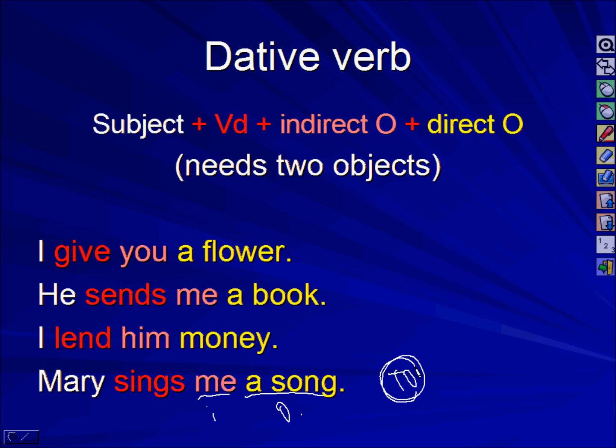So now you know what dative verbs are. Dative verbs are verbs that require two objects instead of one. An indirect object and a direct object. An indirect object is this. A direct object is the thing that we touch first. For example, in this sentence, we touch the flower first, and through me, the person you, get the flower. Alright?